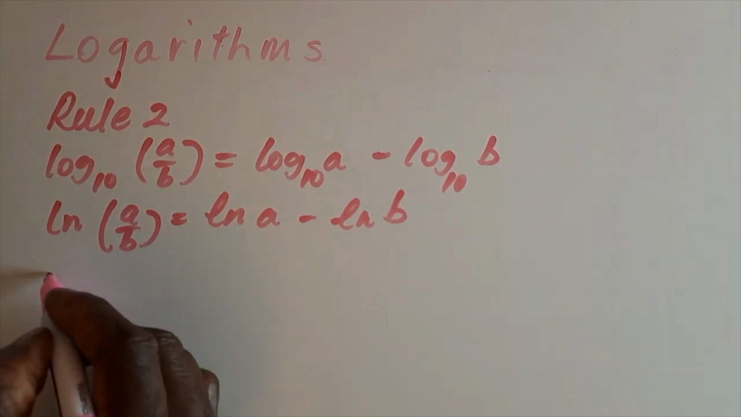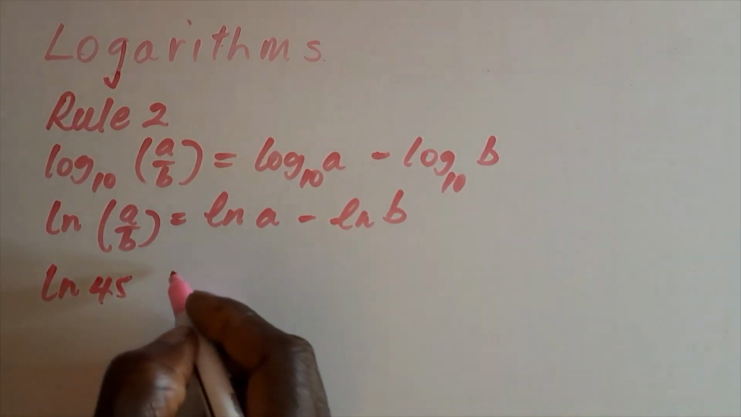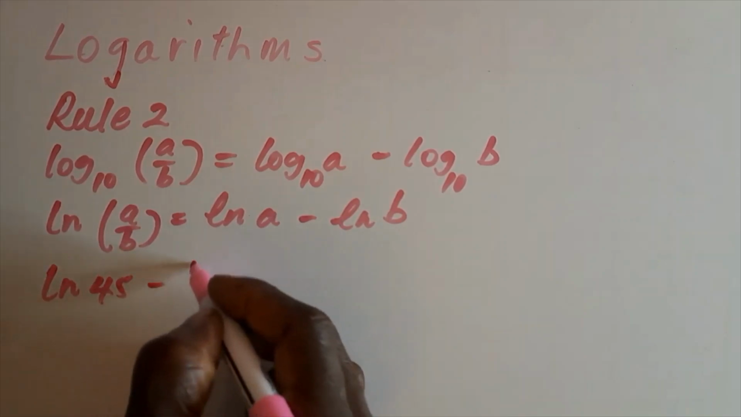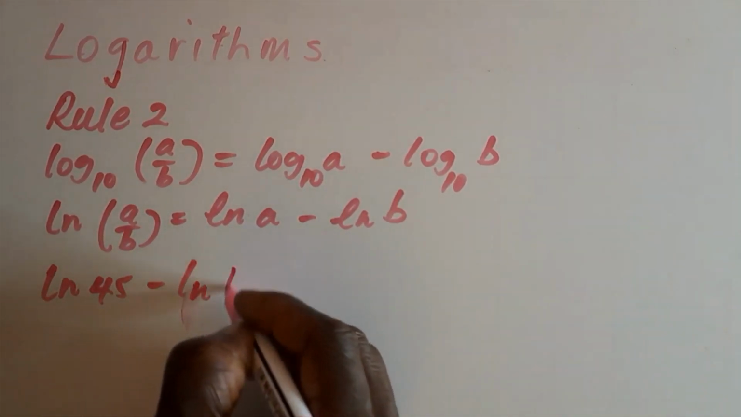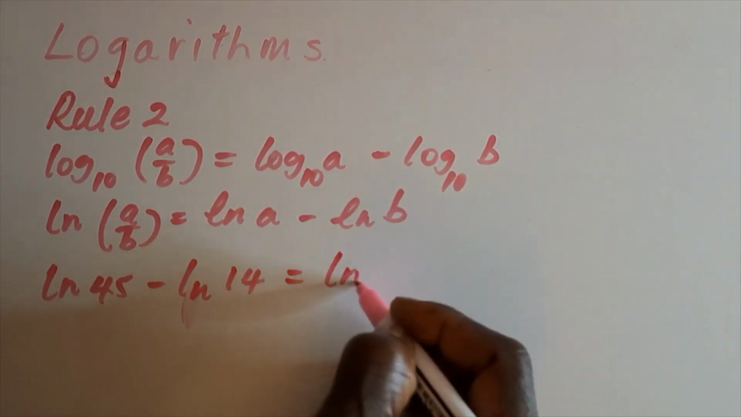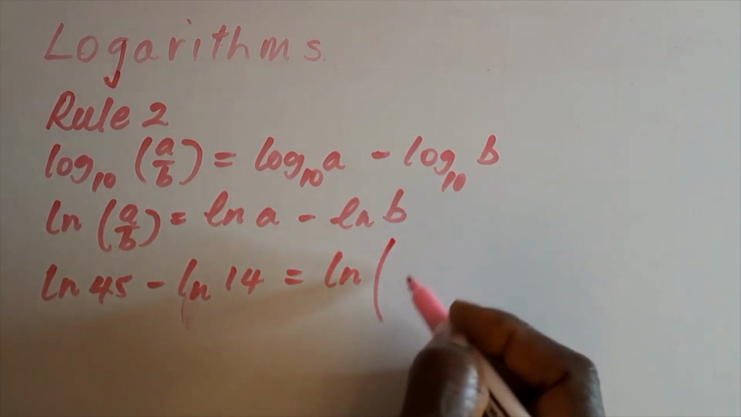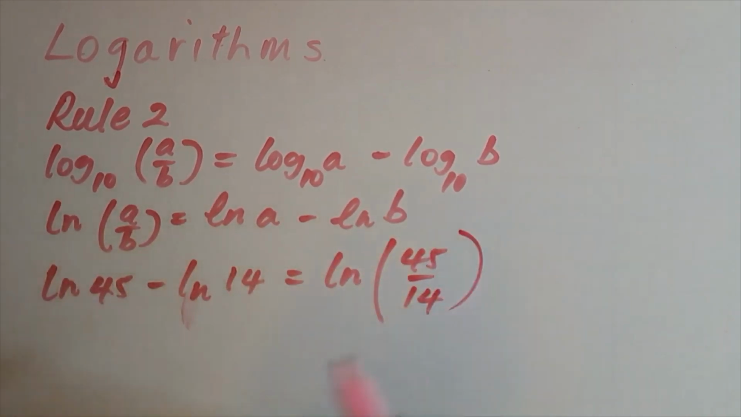Let's look at an example. We have ln 45 minus ln 14. We can write it as ln, brackets, 45 divided by 14.